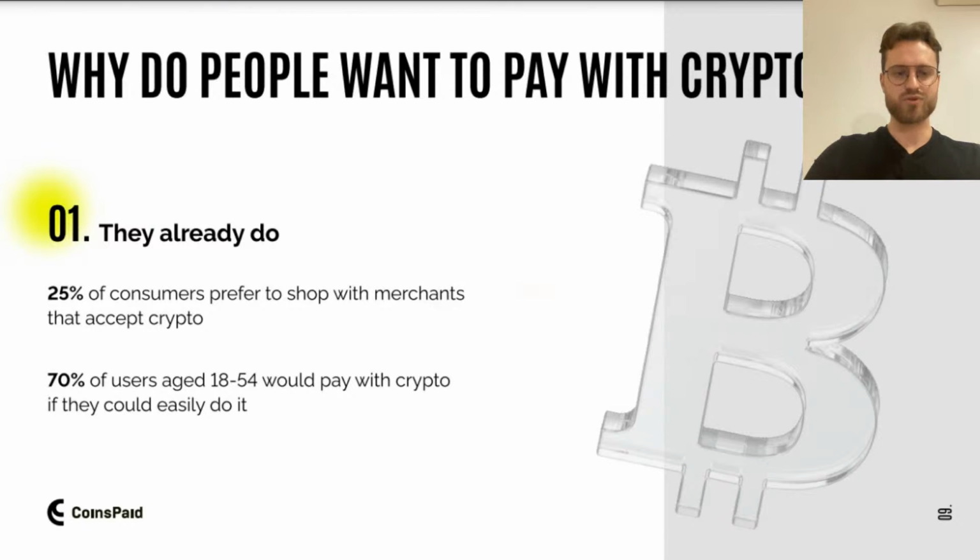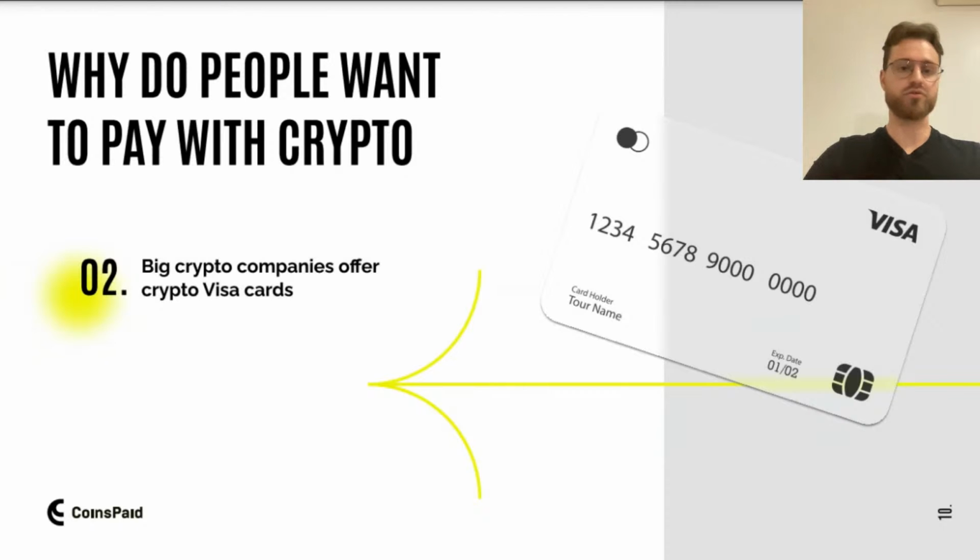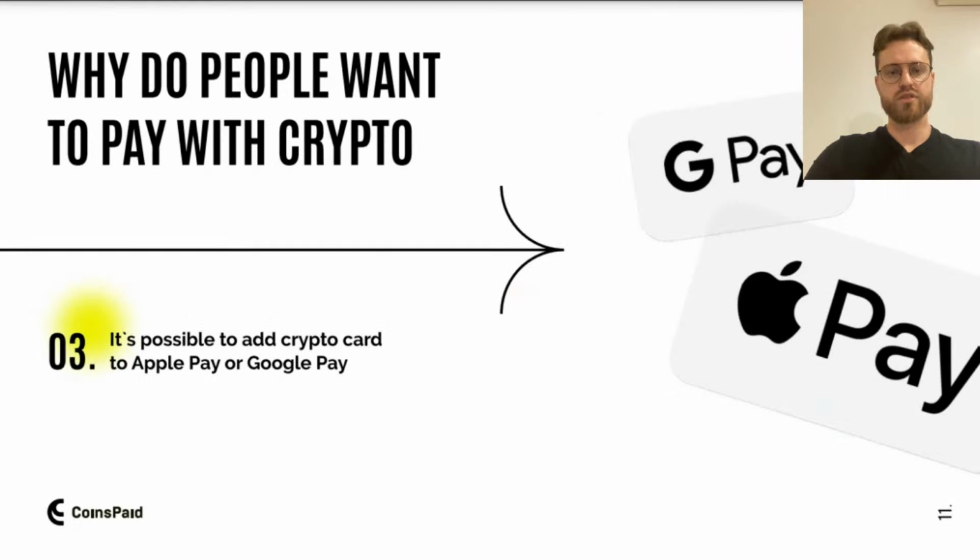Just imagine, 70%. In fact, big companies like Binance or Crypto.com already offer Visa crypto cards where you can load your cryptocurrency like Bitcoin or USDT and then link it to your Google or Apple Pay, and then you use it just like any other Visa card for all kinds of payments. The difference is that it is the crypto on your balance which is spent on a whole range of online purchases, even when withdrawing money from an ATM.